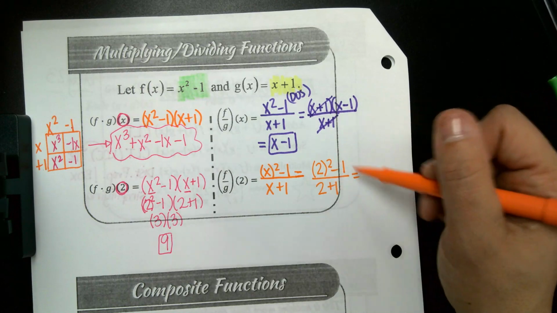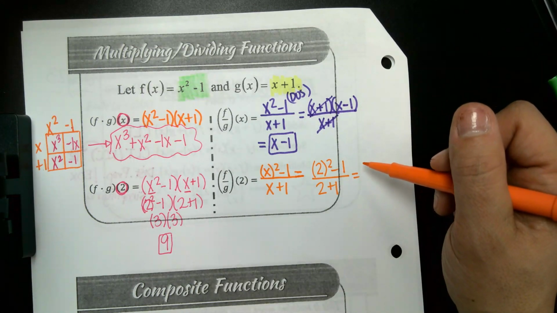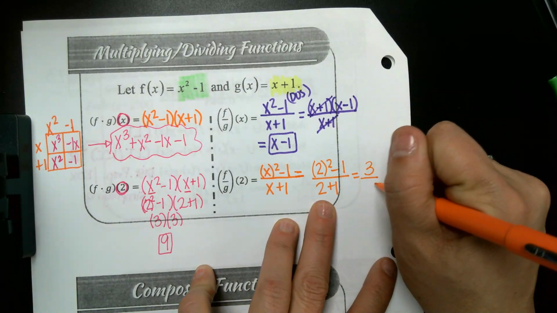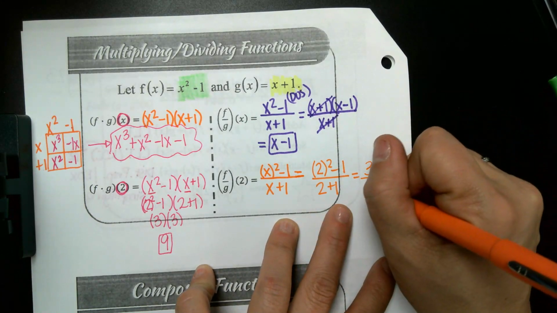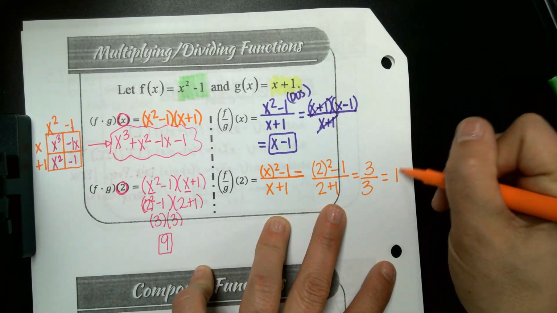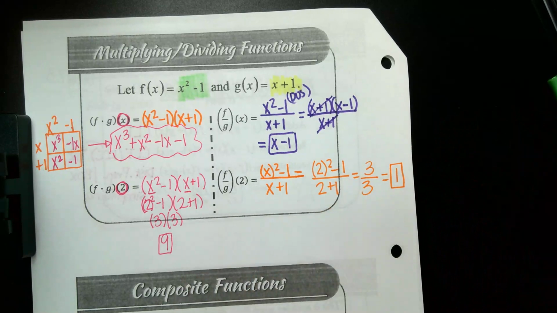What is 2 squared minus 1? 3. And what's 2 plus 1? And what's 3 divided by 3? 1. So your final answer there would be 1.